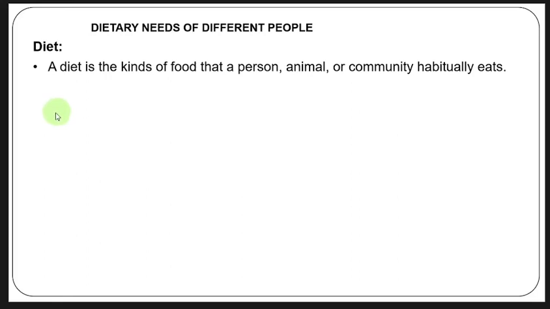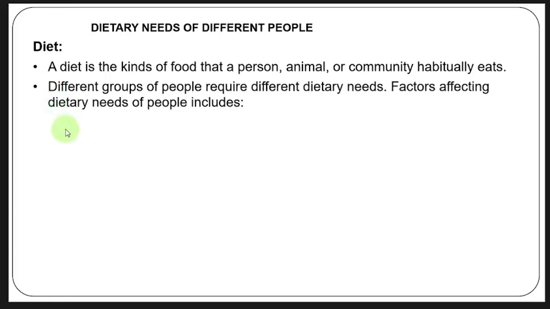All right, so we are saying different groups of people require different dietary needs. Factors affecting dietary needs of people include activity. So the more activity an individual does, the more they will need a certain type of diet that is able to keep up with the activities they are doing.